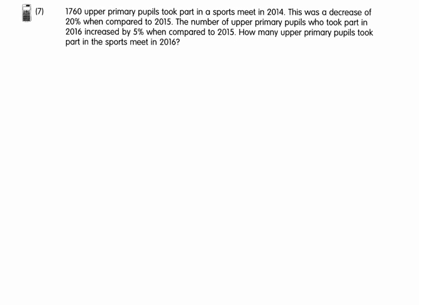1,760 upper primary pupils took part in a sports meet in 2014. This was a decrease of 20% when compared to 2015. Let's read the sentence again. This was a decrease of 20% when compared to 2015. So I got 2 years, 2014 and 2015. So which year is 100%, Sky? 2015 is 100%. Do you all agree with me? So if 2015 is 100%, 2014 is how many percent, Yun Chong?